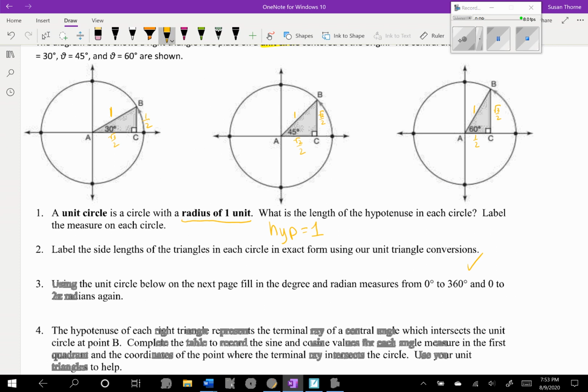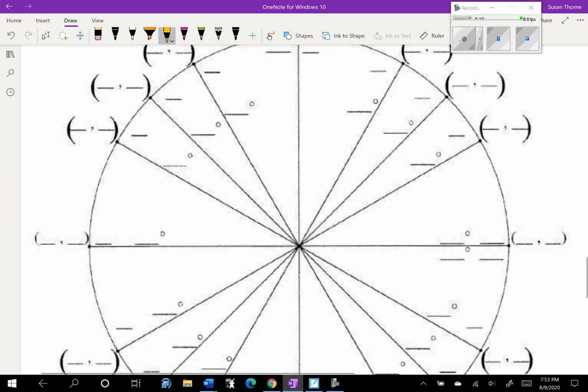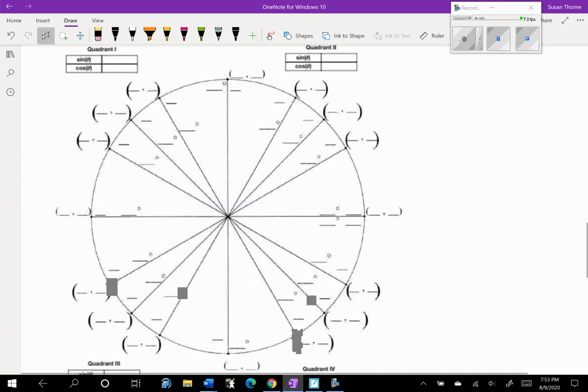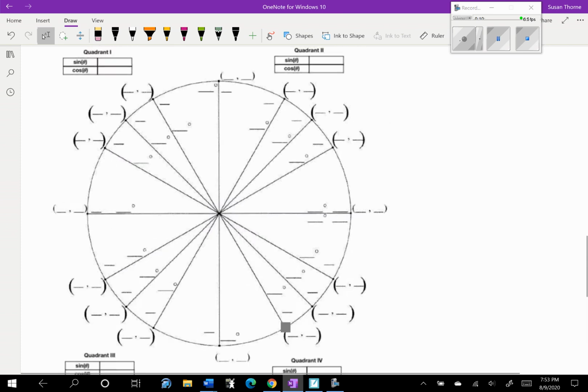And then for question 3, it says using the unit circle below on the next page, fill in the degree and radian measures from 0 to 360 and from 0 to 2 pi radians again. So go ahead and do that on your own. Using what we just talked about a couple minutes ago, see if you can fill it out quickly, and then when you're done, you can unpause to check your work.